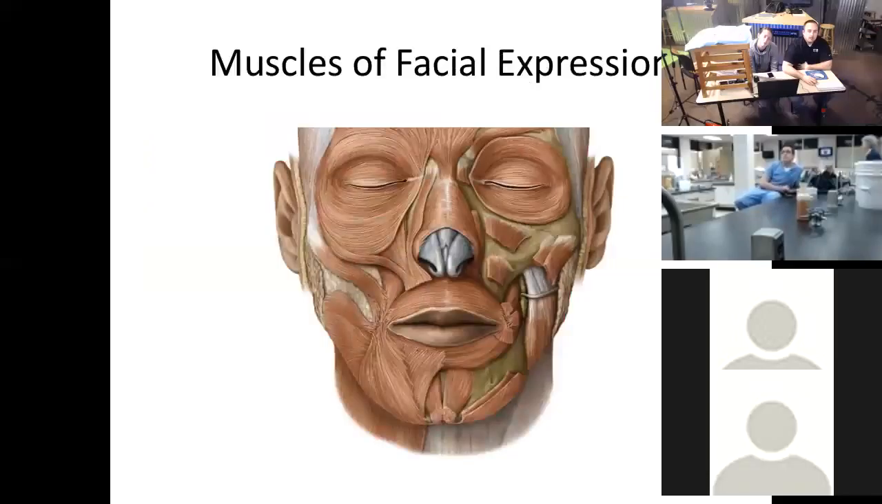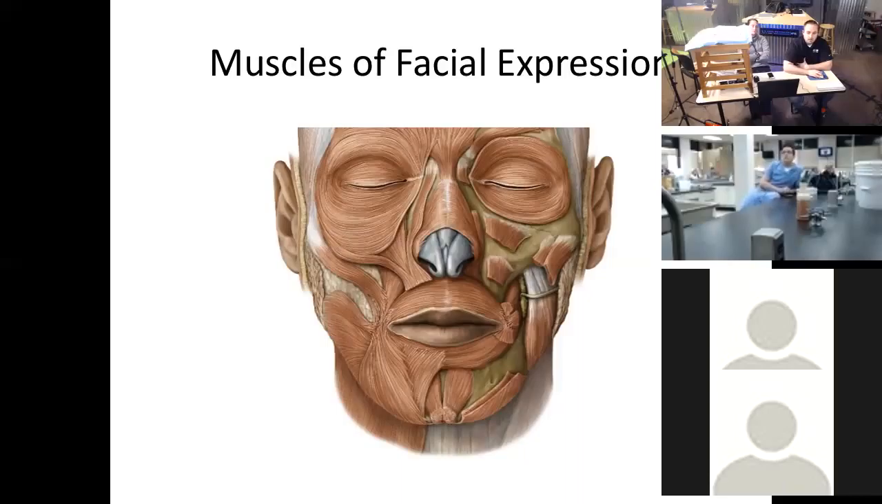Next we're going to talk about the muscles of facial expression. We talked about the lips. Now these muscles are just deep to the skin and deep to the lips. They're literally the muscles that allow you to make faces, like smiling, frowning, wrinkling your nose or your eyebrows. It just depends on which muscles are actually contracting.